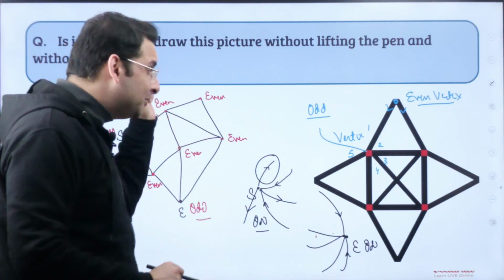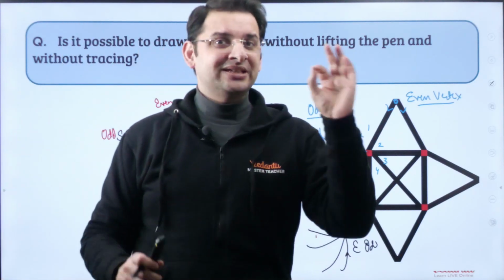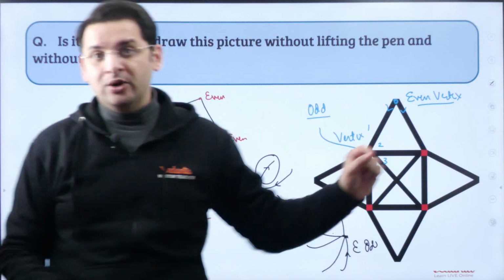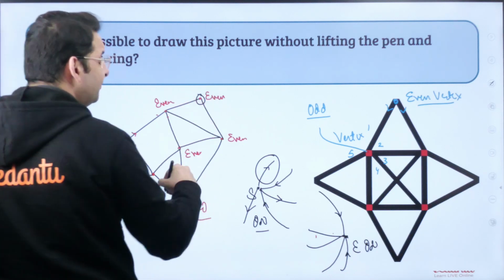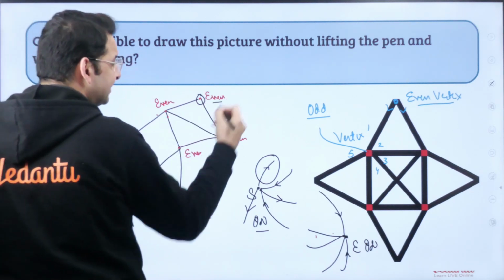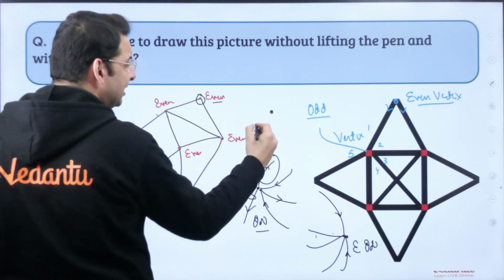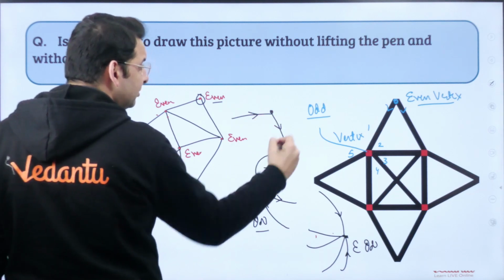So if we have to draw this without tracing, without lifting the pen, and if the starting and ending points are different from each other, they always have to be odd. Acha, what about the middle? कोई भी middle node, the node which is not starting, not ending. For example, this, they will always be even because अगर ये starting में नहीं है, ending में नहीं है, अगर कोई रास्ता आ रहा है, since it is not ending, तो कोई जाने का रास्ता भी होगा.